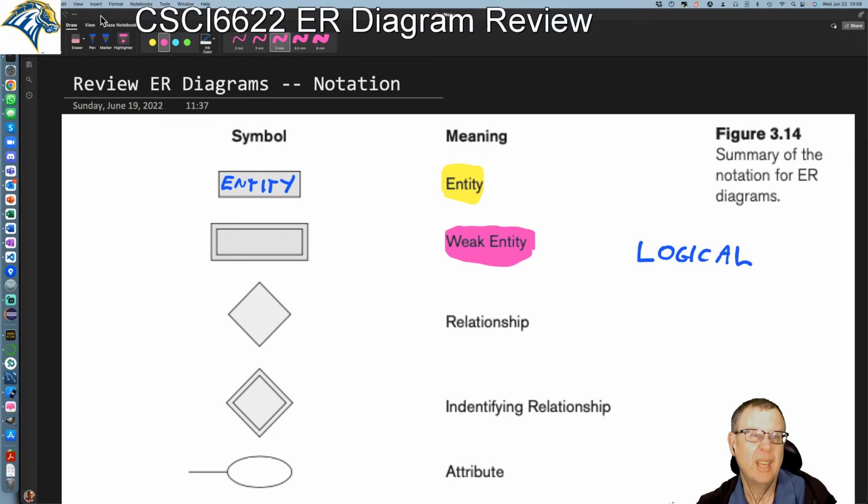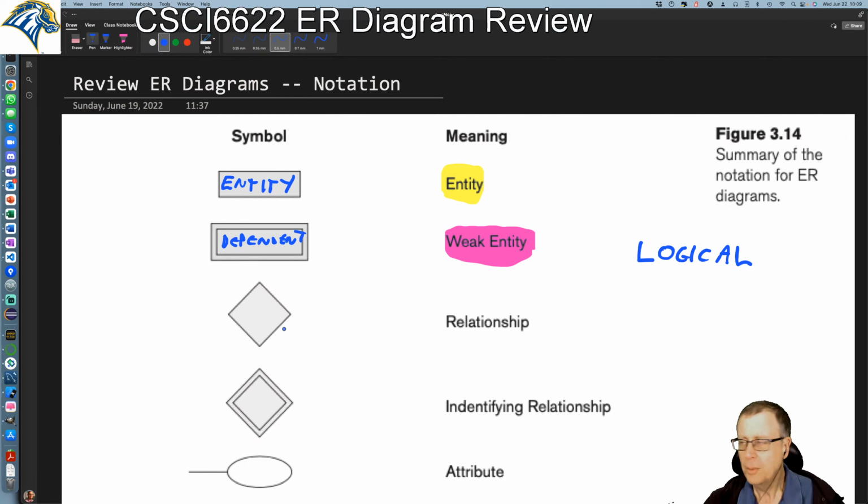And the way we draw that is with a double box, and as I said, the example we had was dependent. And we write the name inside the box.